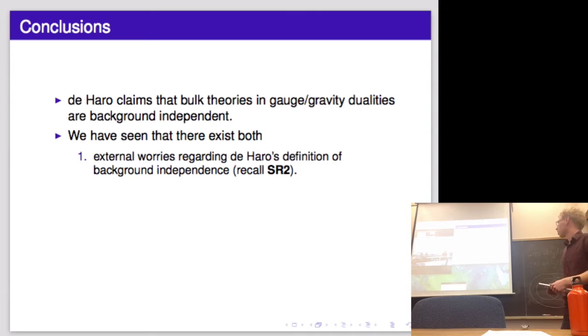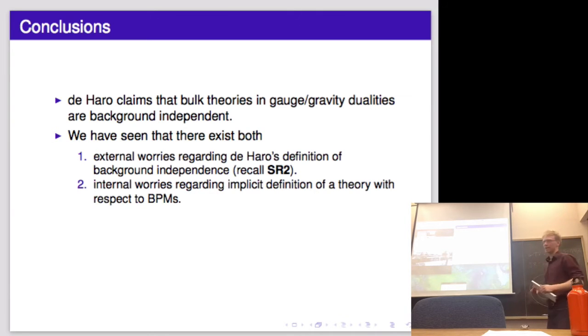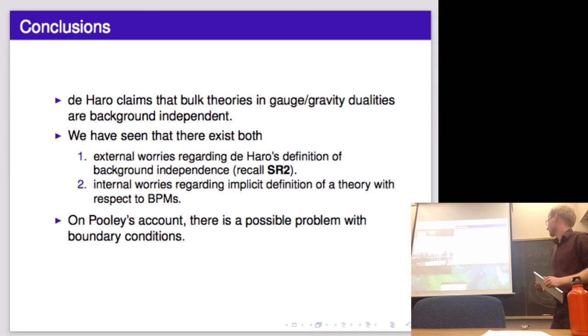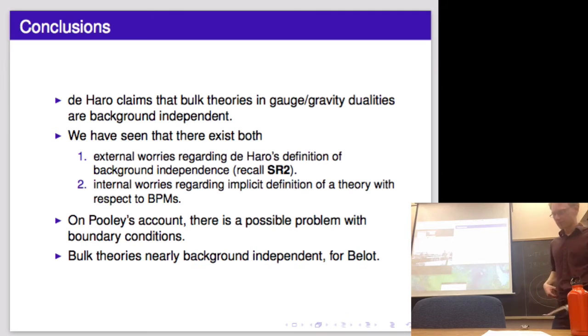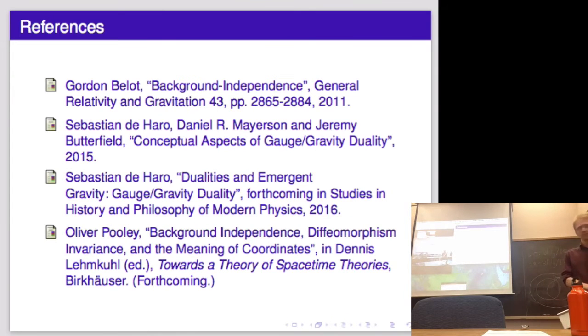It doesn't seem to deliver the right verdict on SR2. And there are worries regarding this kind of story that he's telling us about why we can ignore certain types of diffeomorphism in the bulk theory. On Pooley's account, maybe there are problems for the background independence of the bulk theories due to their specification of certain boundary conditions. And on Belot's account, bulk theories are nearly background independent. Okay, that's it. Thank you.